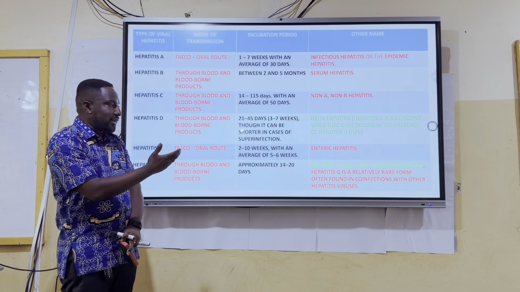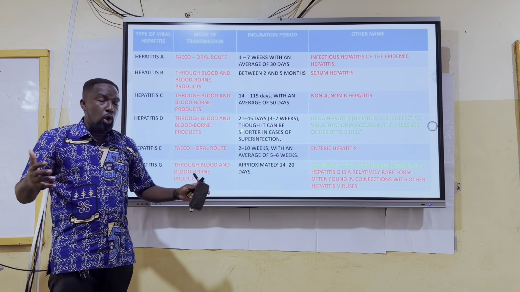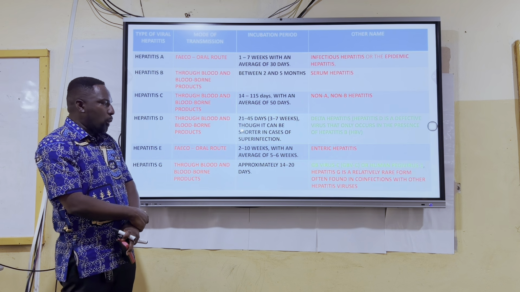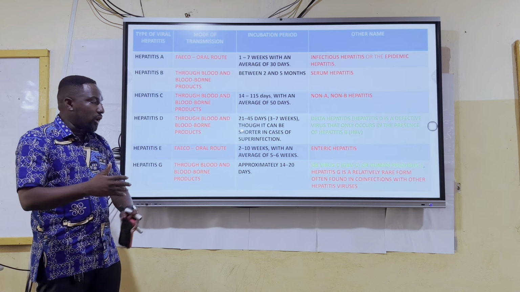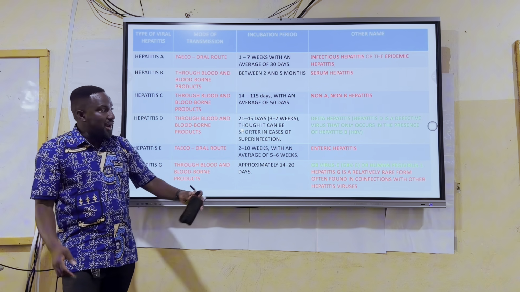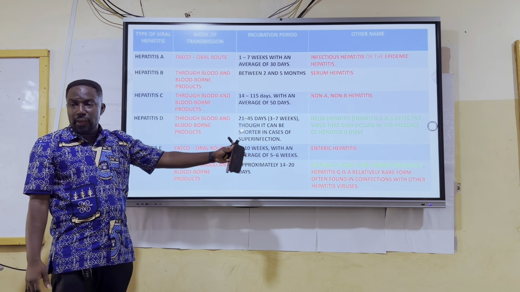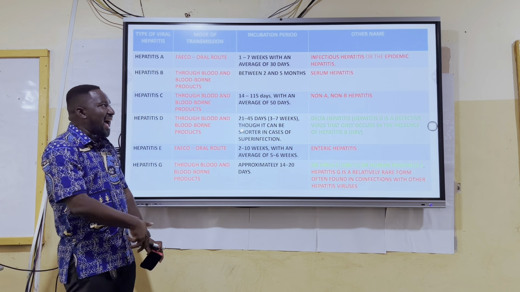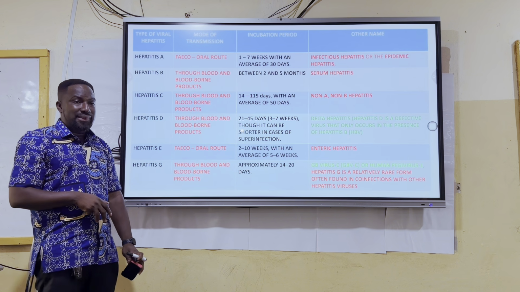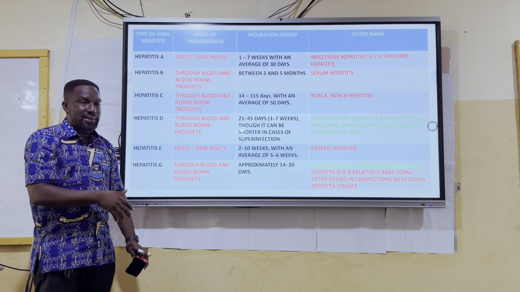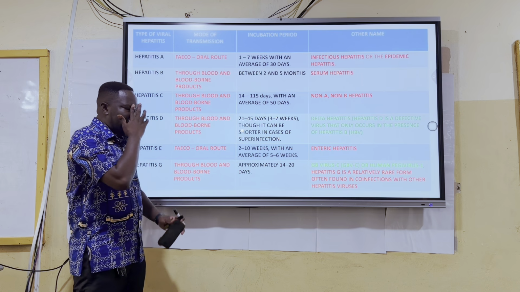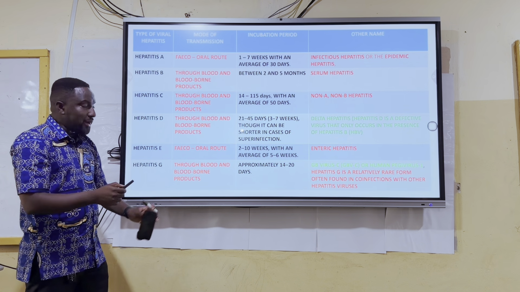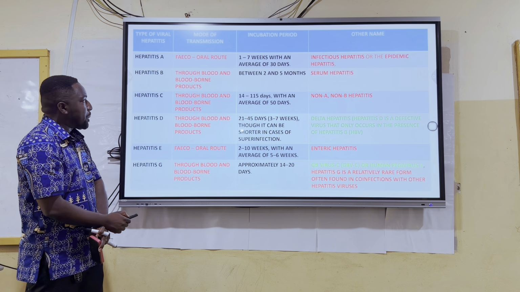Of course, hepatitis G is relatively rare. It is not common. Like I said, the commonest is hepatitis B. The G is often found in connection with other hepatitis viruses, similar to hepatitis D. Like we said, before you can get D, it means automatically you are having hepatitis B. So these are the various types of viral hepatitis, their mode of transmission, their incubation period, and other names that we can use to call them. This table summarizes all the various types of viral hepatitis.